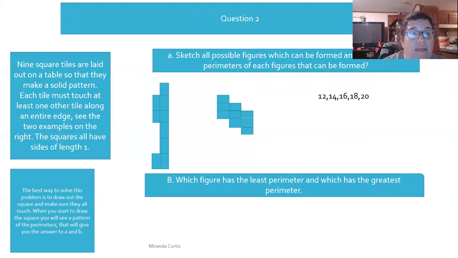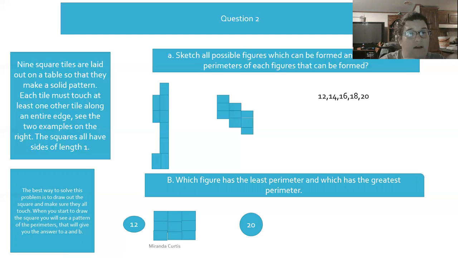And then B, which figure has the least perimeter and which has the greatest perimeter. This one, the least, was 12, and the greatest was 20. And see, for the least one, you just make a big rectangle and you just put them all together. 20 was laying them all straight out.